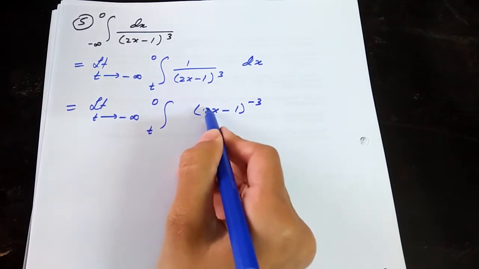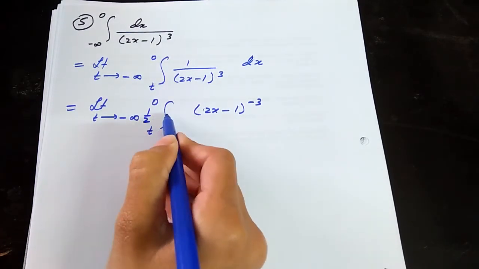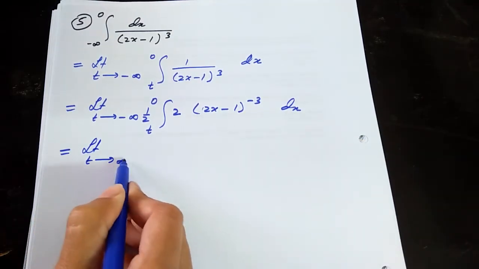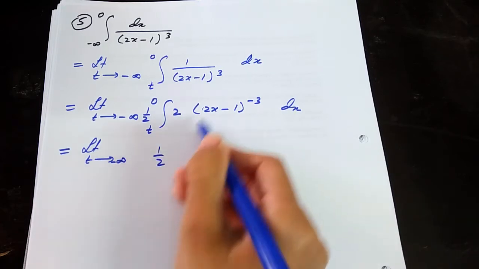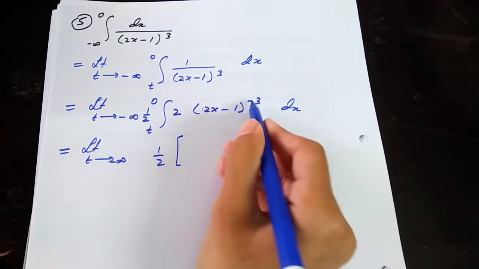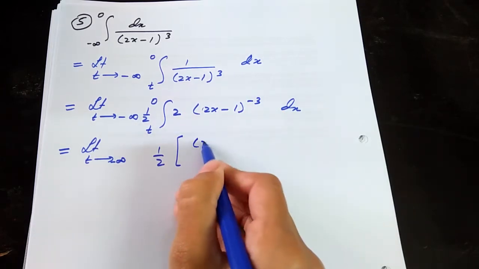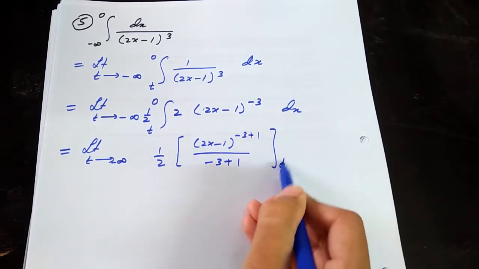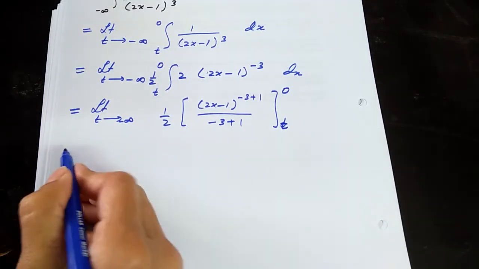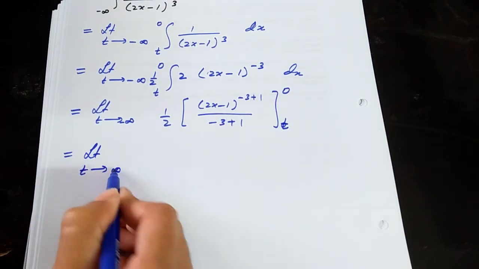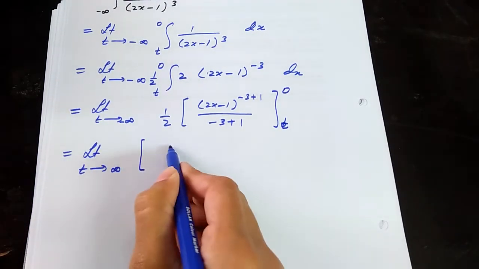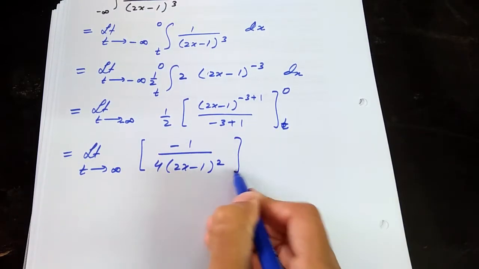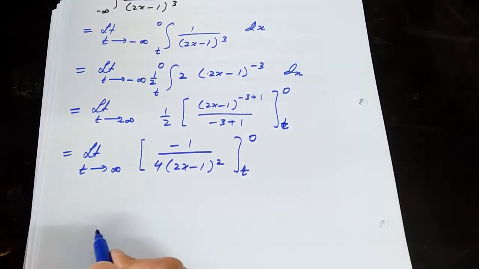Now we can make its derivative here. How? Just divide it by 2 and multiply it by 2 dx. So its integration will be the limit as t approaches minus infinity, 1 over 2. Now its integration will be power plus 1 divided by that power: (2x minus 1) to the power minus 3 plus 1, divided by minus 3 plus 1, and the limits of integration are from t to 0. So after simplification, we will get the limit as t approaches minus infinity, and we will be left with minus 1 over 4 times (2x minus 1) whole square, and the limits of integration are from t to 0.